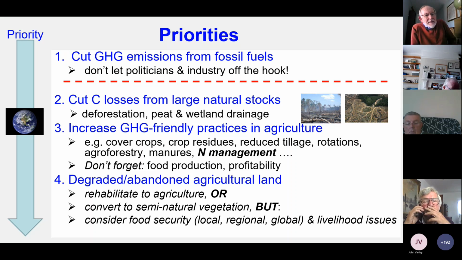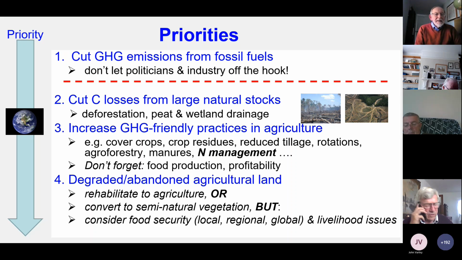Now, my next priority is cut the carbon losses from the natural carbon stocks. So that means I really want to see an absolute minimization or stopping of deforestation globally, and particularly of draining peatlands globally, expanding agricultural areas. These are really big numbers that can be saved here. Now that implies, of course, that we've got to grow more crops on the areas that we currently have. So lots of challenges there.